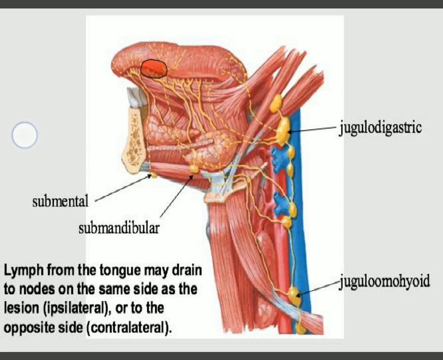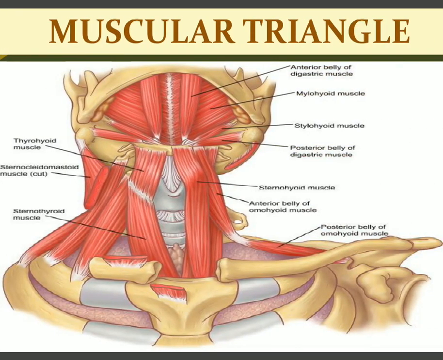Now we'll discuss the muscular triangle. So the name muscular triangle suggests that this triangle is formed by muscles and this triangle contains muscle. So the floor is formed by a group of muscles, and the muscles commonly are known as the infrahyoid group of muscles.